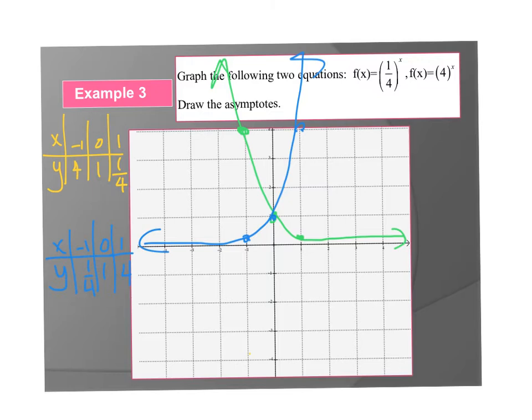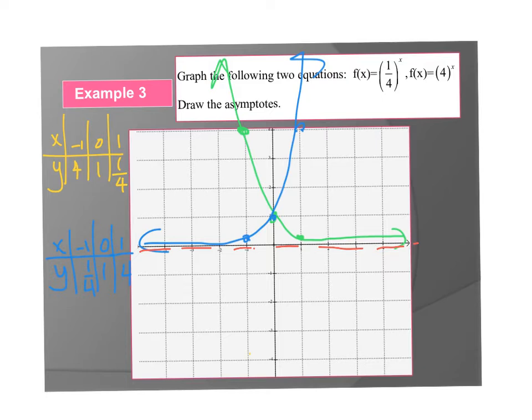All right, so the yellow and the green one should be your 1/4 to the x power. If I plug in negative 1, I get 4, 0, I get 1, and 1, I get 1/4. That's the green one. And then the blue one, plug in negative 1, you get 1/4, 0, 1, and 1, 4. And then I said to draw the asymptote. So the asymptote is down here at y equals 0. Okay, again, it's going to get as close to that line as it can without actually touching it.